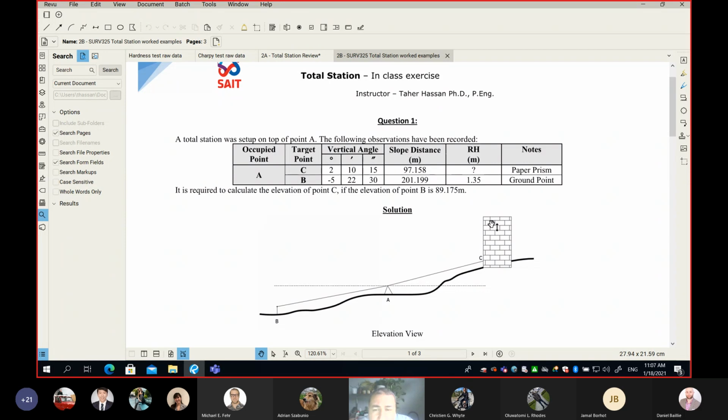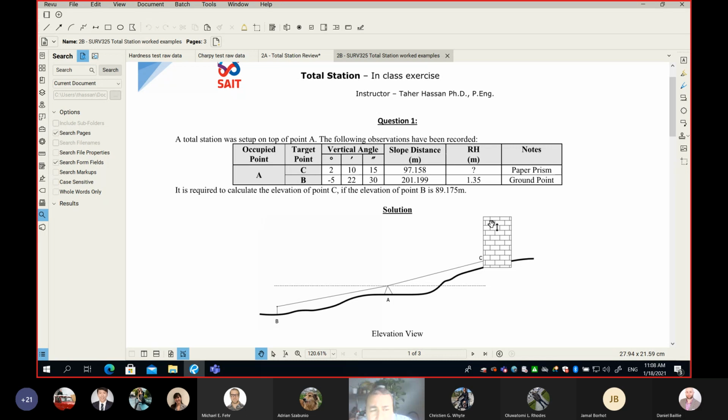That's one thing. The other thing is there is a question mark in the table for reflector height for point C. However, when you look at the notes column, which is the following column, it says paper prism. Can anybody quickly remind me what should be the reflector height if I'm using a paper prism? Zero. Thank you so much, sir. That's correct. It's zero, so you can fill this one with zero.